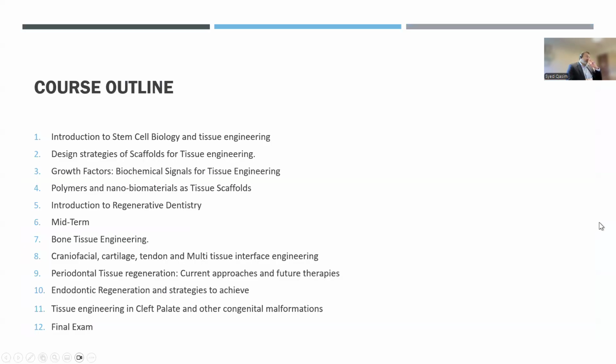So let's go ahead. This is the way that the course has been structured, and this course is very extensive. Inshallah, by the end of this course, you will have a very deep understanding of what is tissue engineering, design strategies of scaffolds for tissue engineering. What is a scaffold? What does a scaffold do? Why is it called a scaffold? What is a scaffold?